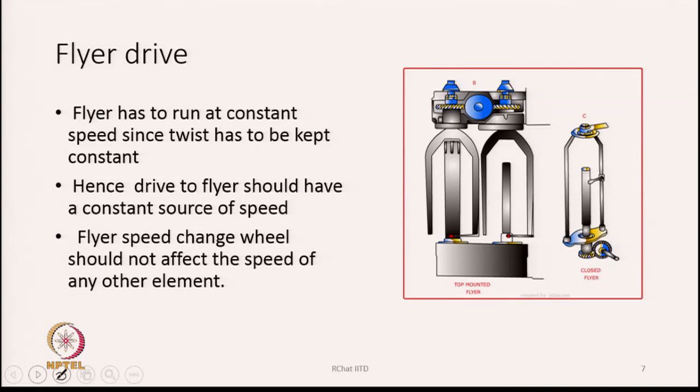Flyer speed change wheel should not affect the speed of any other element, because the rest of the elements' speeds are connected to the speed of the bobbin as well. So, if I want to change the flyer speed, we have to ensure that it has a constant source of drive, and if I change it, it should not change the speed of other working elements. In this diagram, see, there are two ways these flyers are turned. Sometimes the drive is given from the top, in some machines, and some machine manufacturers give it from the bottom also. So, both types of drives are there.